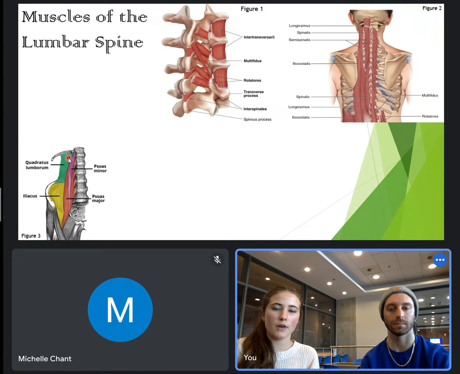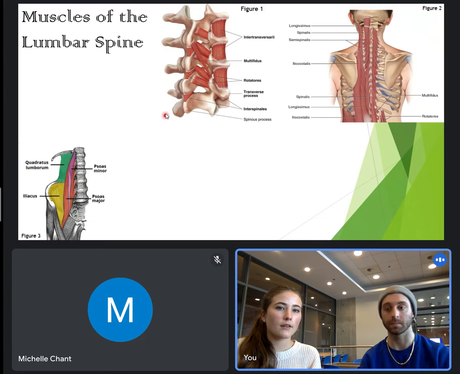In this picture, we also have our quadratus lumborum in green, and it originates on the iliac crest and inserts on the 12th rib and the L1 to L4 vertebrae. Its function is ipsilateral flexion, so same side flexion, of the lumbar vertebral column and extends the lumbar vertebral column.